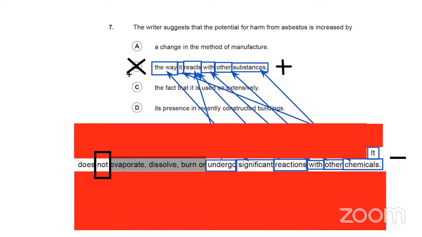Yes, sir. Very clearly. B says it reacts with other substances, that means it reacts. But in the passage, he says it does not react. When it does not react, then how can the harm increase? If it reacts, harm can increase. But it doesn't react. There is no reaction. So where is the harm? Is that clear? Yes, sir.